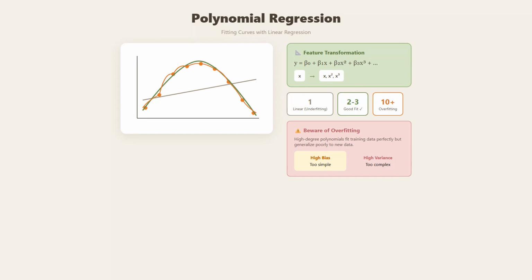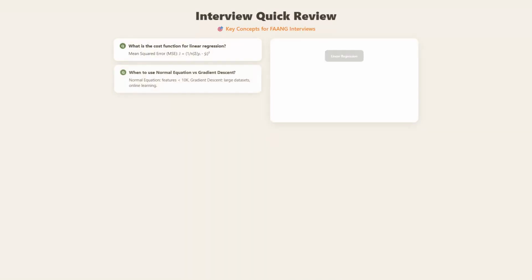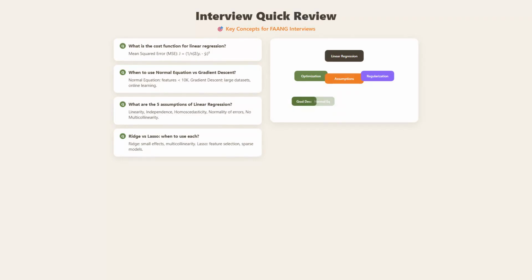Underfitting means high bias, your model's too simple. Overfitting means high variance, your model's too sensitive to training data noise. The sweet spot is usually a low-degree polynomial, typically 2 or 3, combined with regularization. Use cross-validation to find the right combination. Let's wrap up with a quick review of everything we've covered, perfect for your interview preparation.